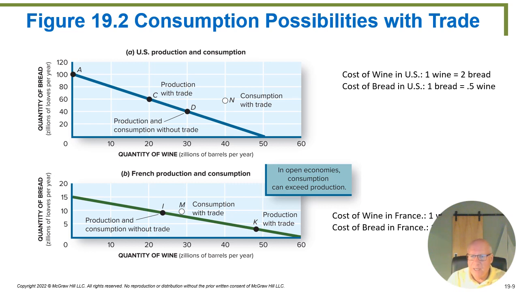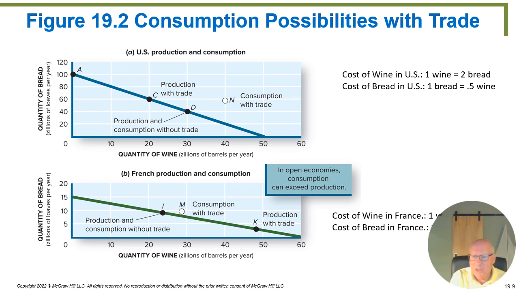So 20 to 10 is the same ratio as 2 to 1. So it turns out that to gain bread, we lose half a unit of wine, or vice versa. To gain wine, we lose 2 units of bread. So in the United States, each unit of wine costs us 2 units of bread. We're not going to do this in money. We're going to look at the actual physical trade-offs that we have to make.